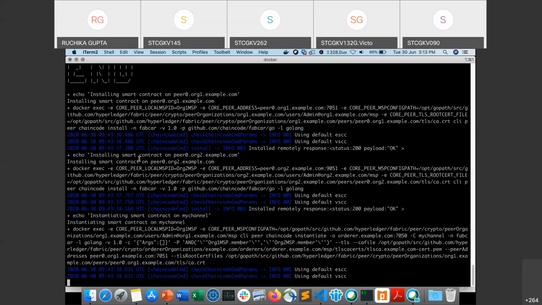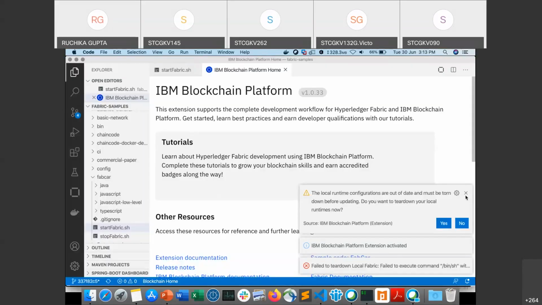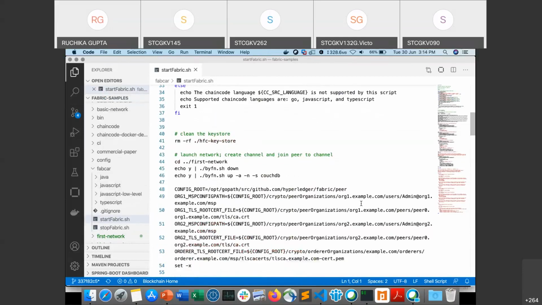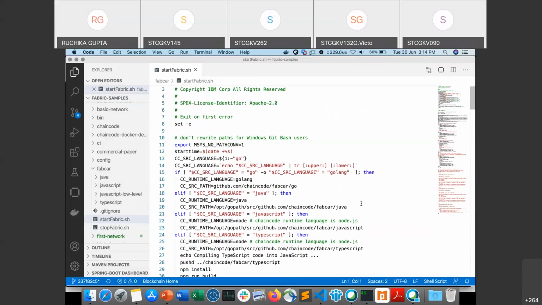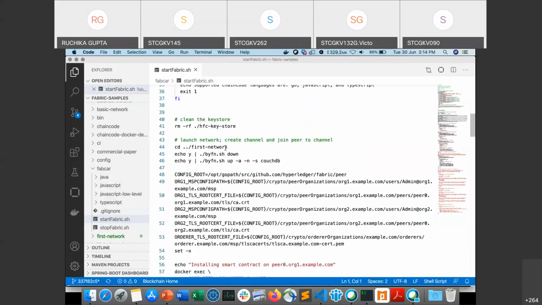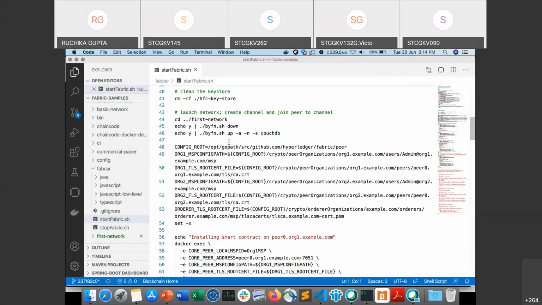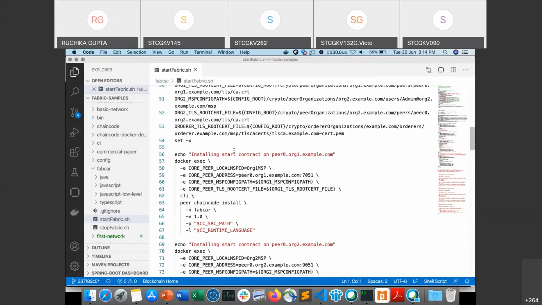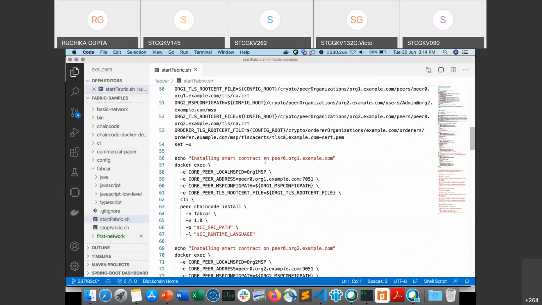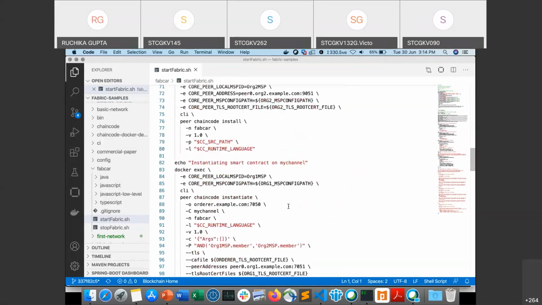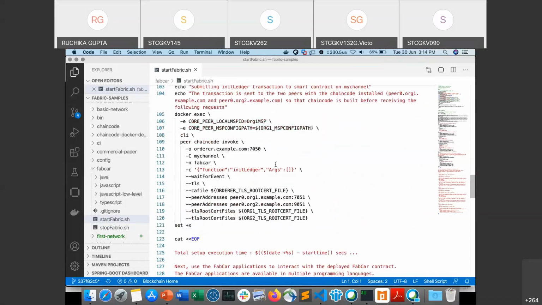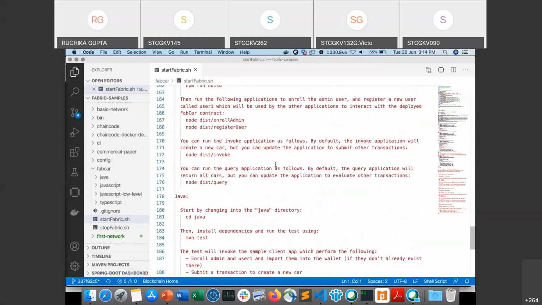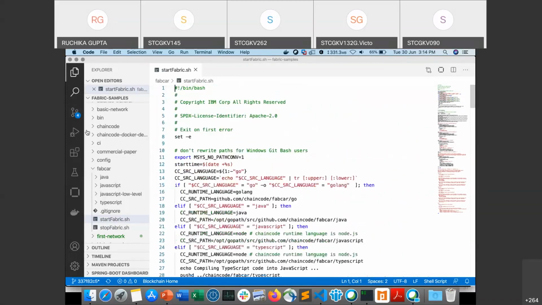This generally takes time, so while this is happening, I'll show you the command which I have run. startFabric has the complete script for how to simply bring up a network. Initially it does some cleanup, and subsequently there are a lot of parameters that you need to set for your network to come up completely. These are the steps: you need to install the smart contract on all the different peers, then instantiate it, then submit a transaction to show that your network is up and running. The important files for bringing up your network are over here.